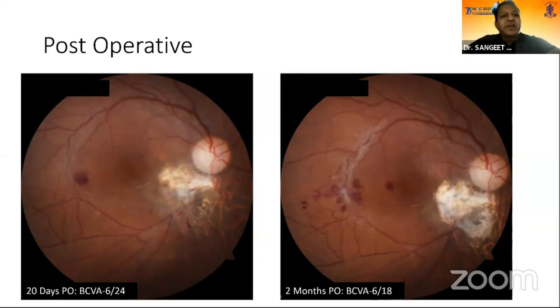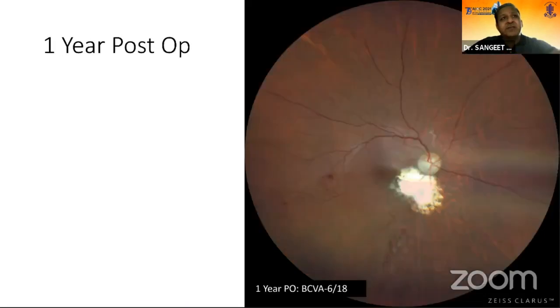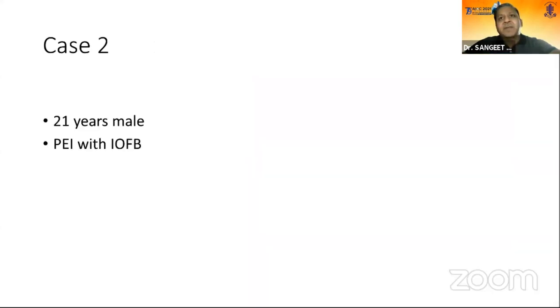So post-operative, 20 days post-op, the patient's vision had improved to 6/24. His fovea was clear. And 2 months post-operative, the vision was 6/18. Though there were some intraretinal hemorrhages due to some BRVO, due to this chorioretinal excision, it was not affecting the vision. So this is 1 year post-operative. Again, the patient is maintaining a vision of 6/18.